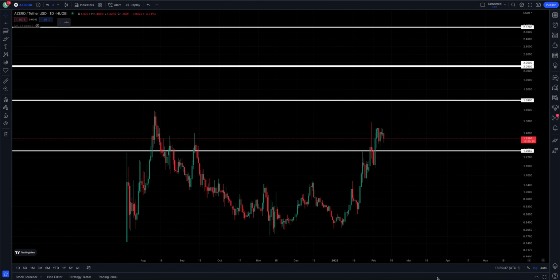Good evening, 6:50 p.m., the 8th of February. We are looking at ticker symbol AZERO/USDT. Ticker symbol AZERO USDT. We're looking at a daily chart. This thing is currently down 2.86% at the moment.